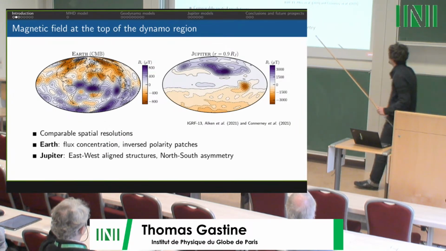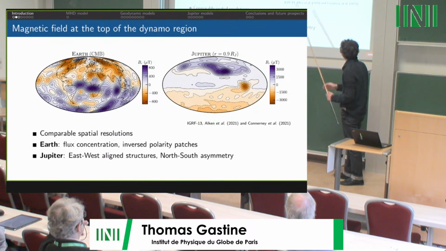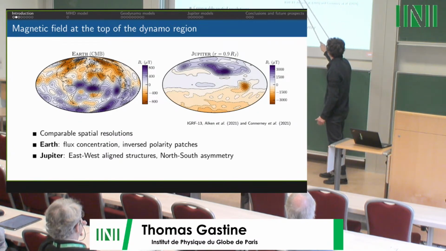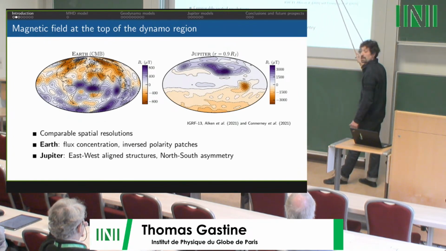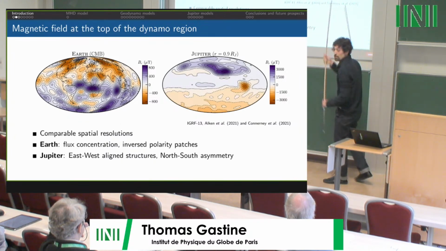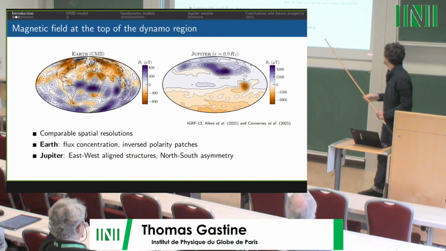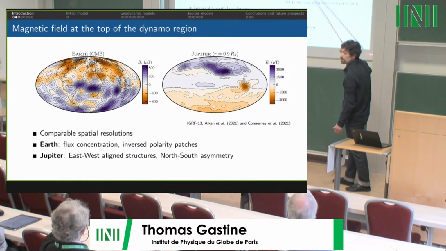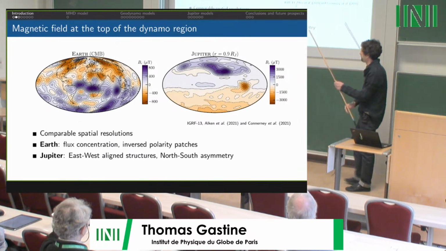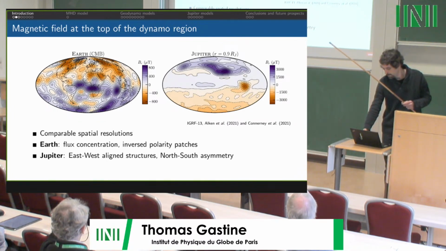If we now look at Jupiter, we observe a fairly different structure with some elongated structure which are fairly aligned in the east-west direction, like here in the equatorial region. Also strong flux concentration here in the north, or here in the equatorial region with what's called sometimes the great blue spot, though it probably is a choice made by people who choose a different color maps than displayed here. And so overall, also there is an asymmetry, a stronger field in the northern hemisphere than in the south.